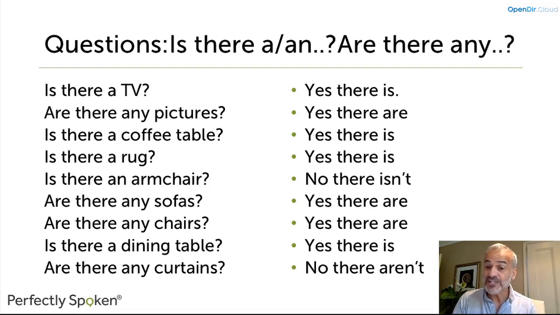Are there any sofas? Plural again, any. Yes, there are. Are there any chairs? Plural, chairs. Yes, there are. Is there a dining table? Yes, there is. Are there any curtains? No, there aren't.